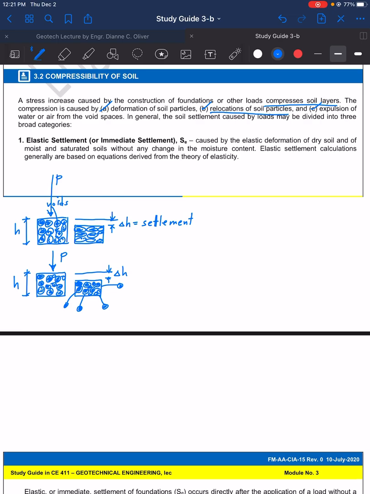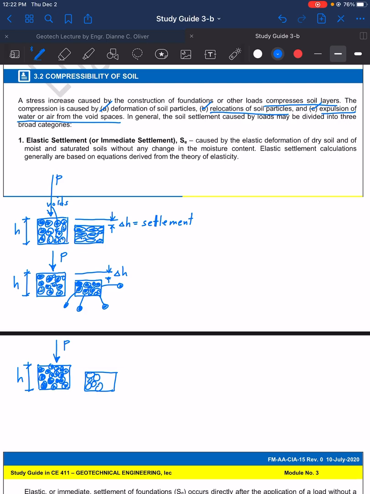Now the third one is expulsion of water or air from the void spaces. Let's take again an example, a volume of a soil sample containing solid particles and voids. We have here height h. If we expose this soil sample to a force P, what happens here is the removal of the void spaces.